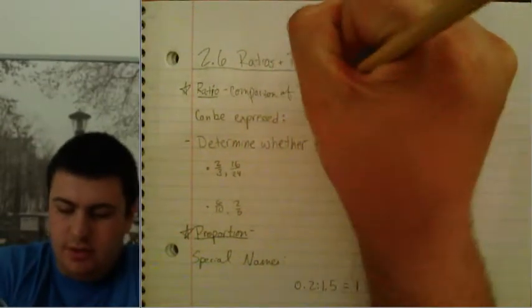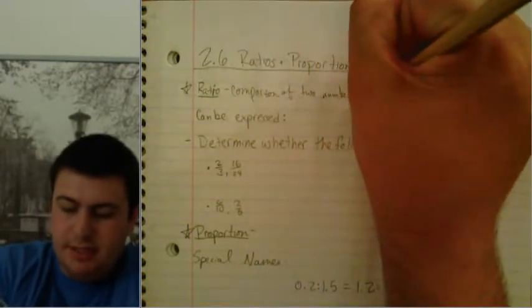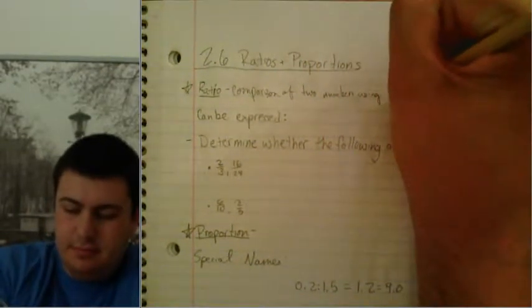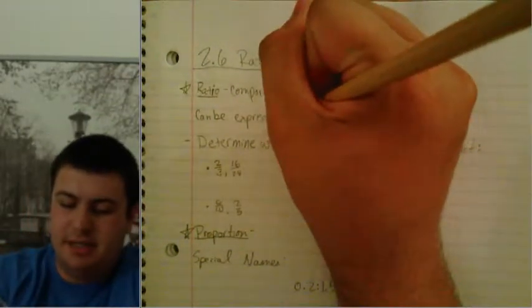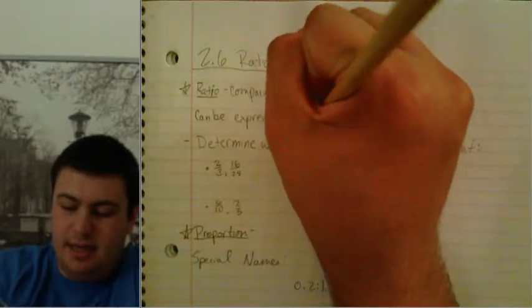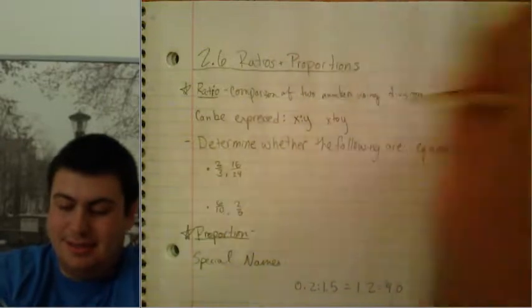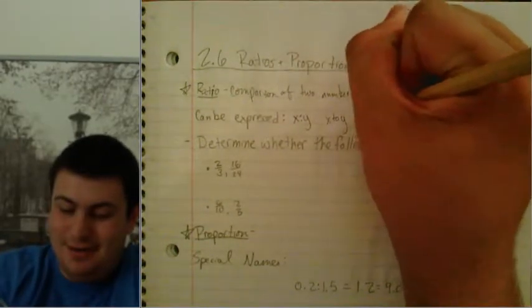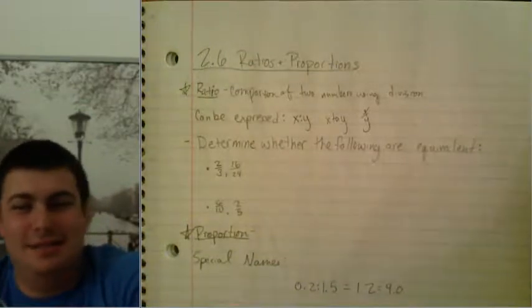A ratio is a comparison of two numbers using division. It can be expressed as x to y, x to y, or x over y. These are all three ways, the same way, to state a ratio.